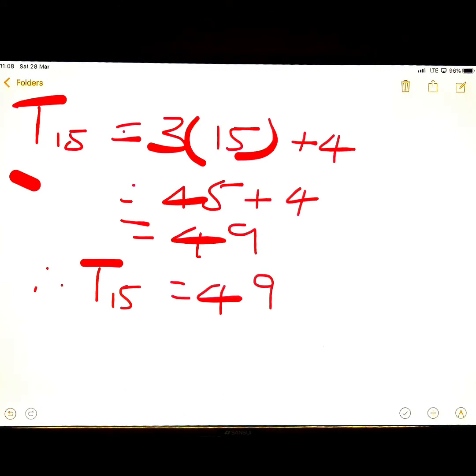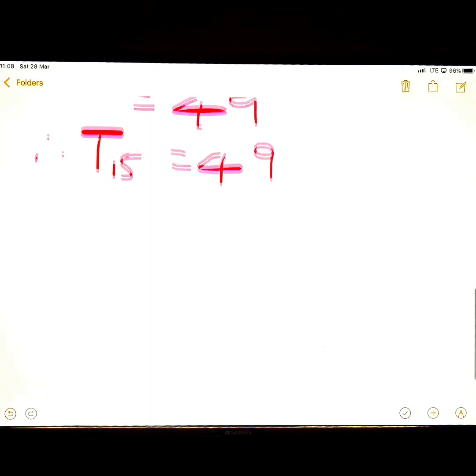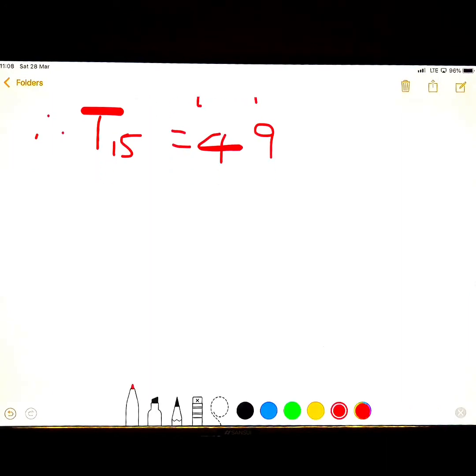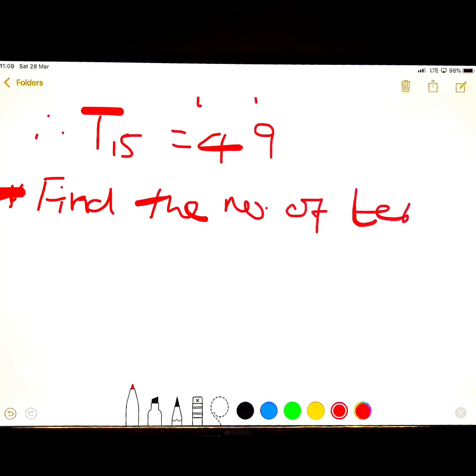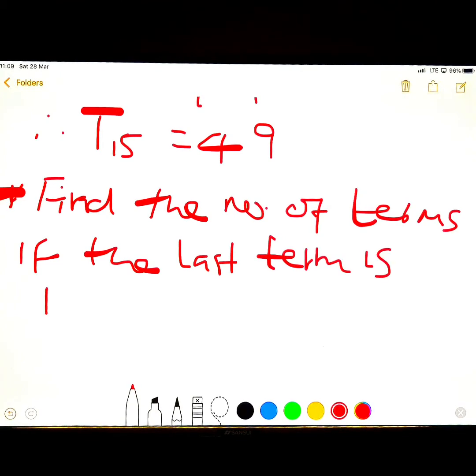Okay, and then another example that usually follows when writing an exam paper is that they want you to find the position, whereby you have the value now, and they want you to find the nth term. Let me just make an example here. Let's say they say find the number of terms if the last term is 106.